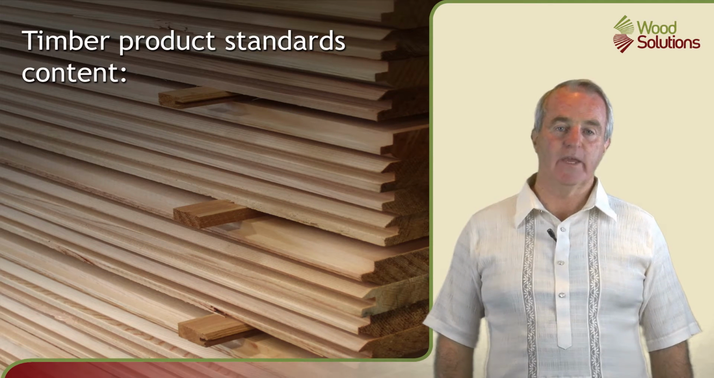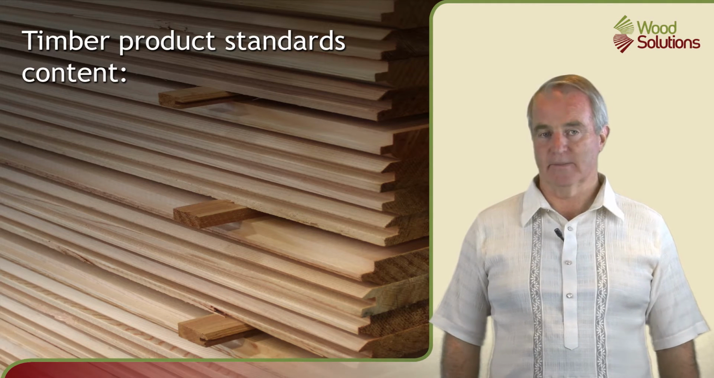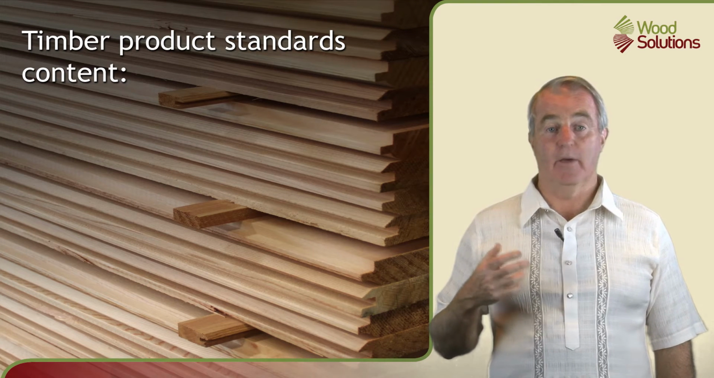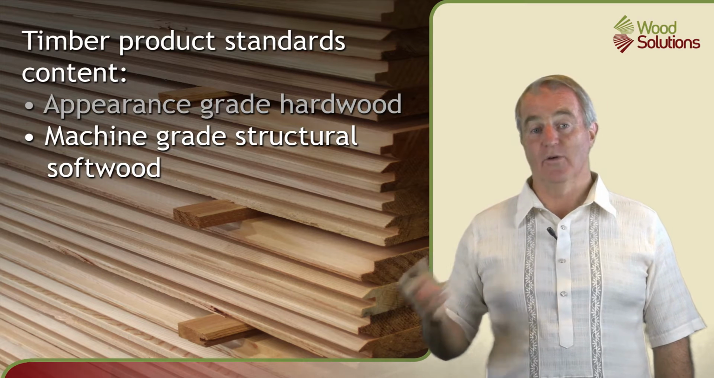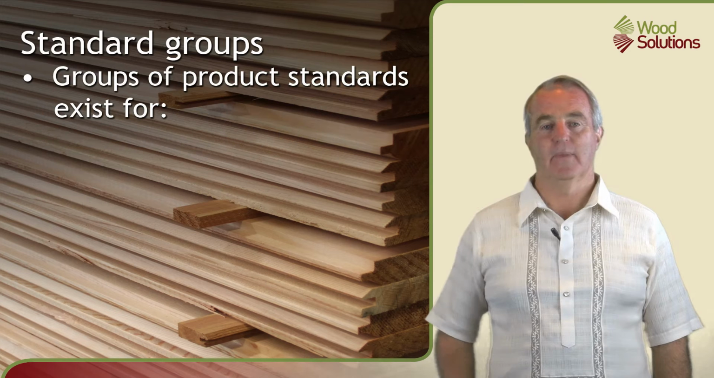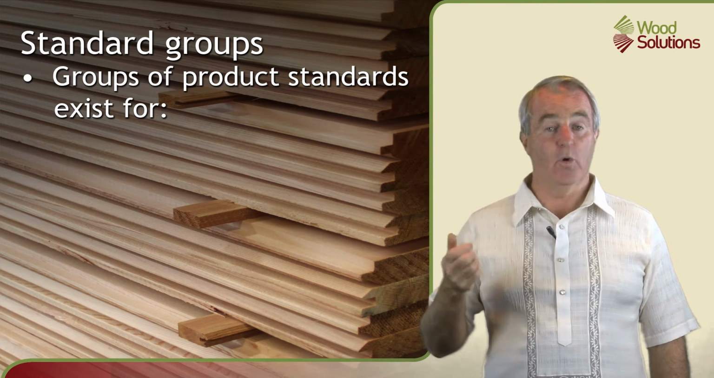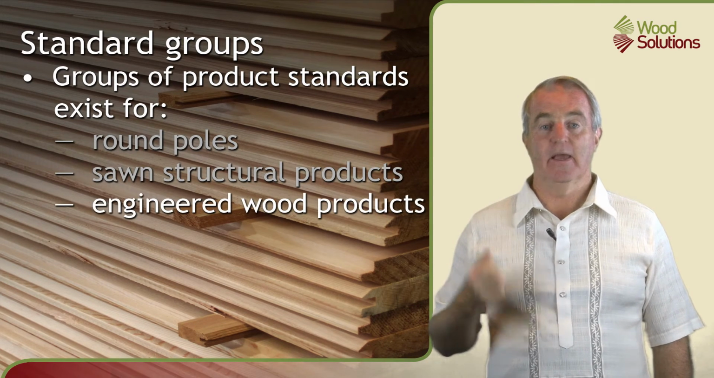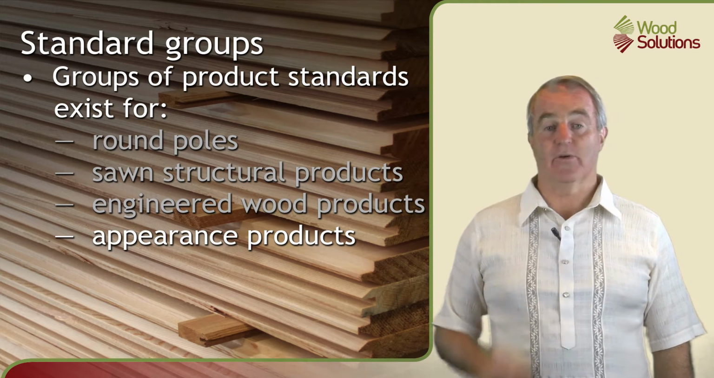The content of individual standards vary, but they usually focus on a particular product. For example, a standard may focus on appearance grade hardwood, machine graded structural softwood, or structural glulam. Groups of product standards exist. So they exist for round timber poles, sawn structural products, engineered wood products, and lastly for appearance grade products.